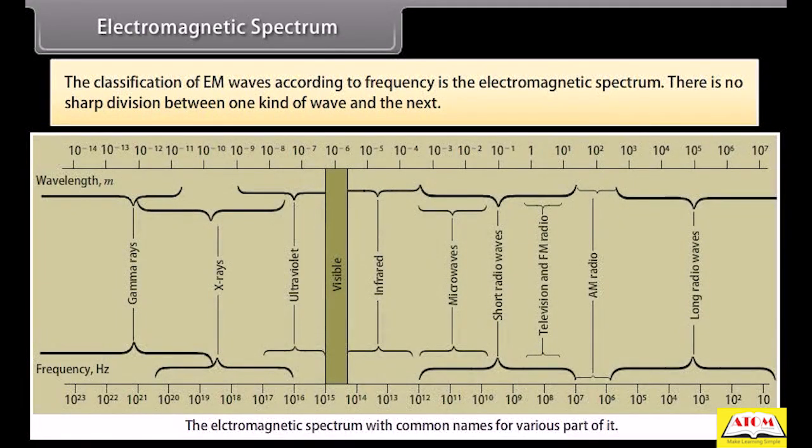Electromagnetic Spectrum. The classification of EM waves according to frequency is the electromagnetic spectrum. There is no sharp division between one kind of wave and the next. The classification is based on how the waves are produced or detected. Let us describe these different types of electromagnetic waves in order of decreasing wavelengths.